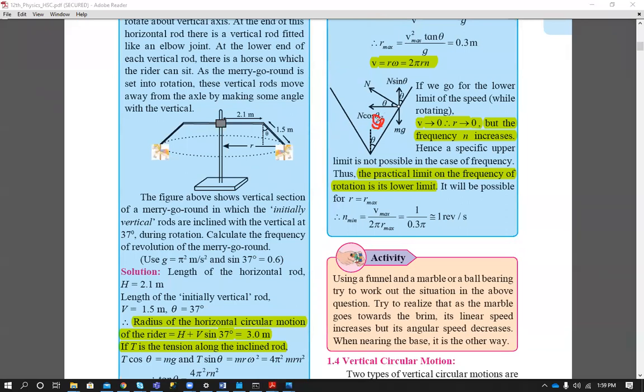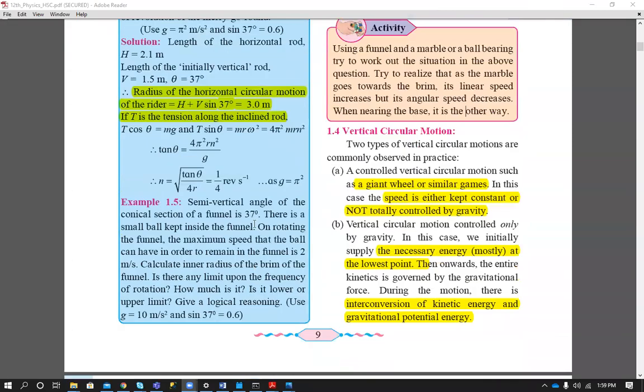As this cone rotates, this ball will go up. You can imagine the situation. As this conical section revolves, the ball will go up. So they have given the maximum speed in the problem. The maximum angle is 37 degrees, and the maximum speed of the ball is 2 meters per second.